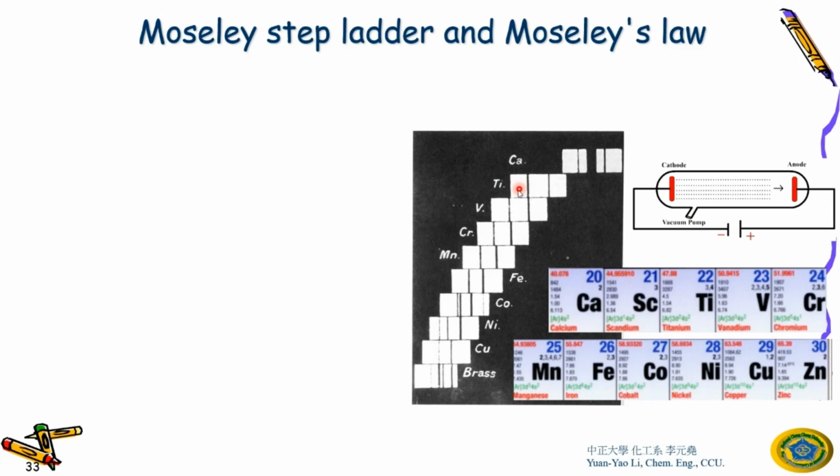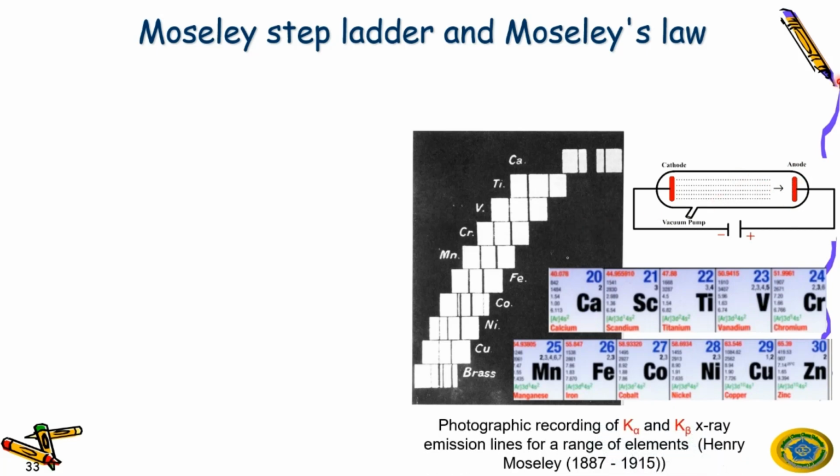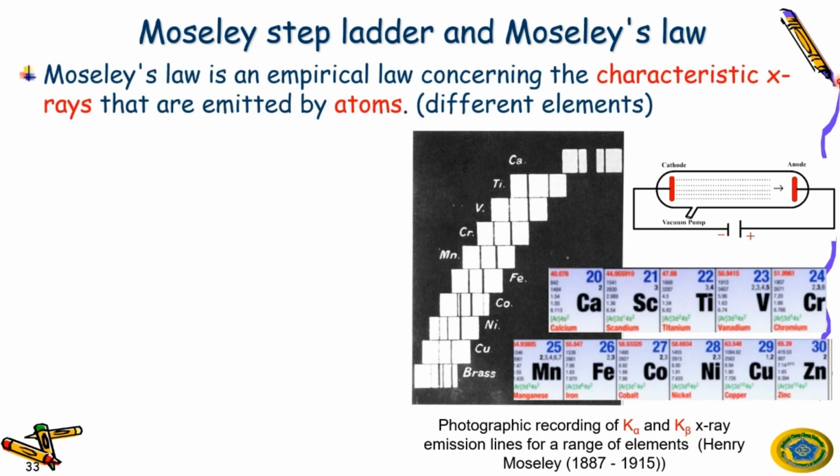So for example, this is calcium, titanium, vanadium, chromium, manganese. So you get these letters here if you put different metals in the anode, and Moseley mostly found this. That's why we call it Moseley's data. Moseley's law is an empirical law concerning the characteristic X-rays that are emitted by atoms of different elements. So you want to use an equation to represent these energies. Can he do that? Yes, he can.